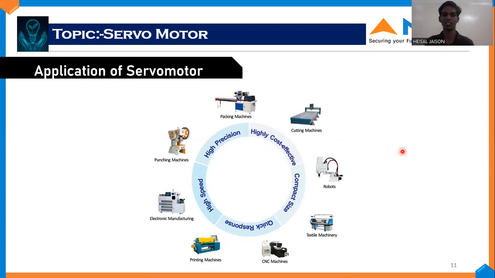Then compatible size. As you see, the servo motor SG90 will be about a centimeter in size, or 2 centimeters by 3, 2 cos 3 plus 1. In that size only it will be there. It's like a miniature.